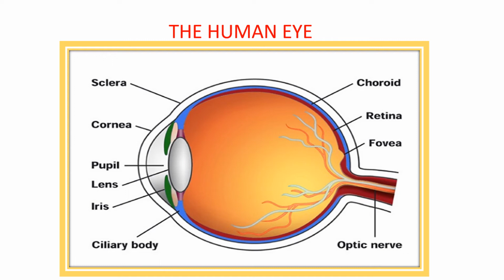The eye lens. It is a transparent crystalline double convex lens situated just behind the iris. It is held in its position with the help of ciliary muscles.